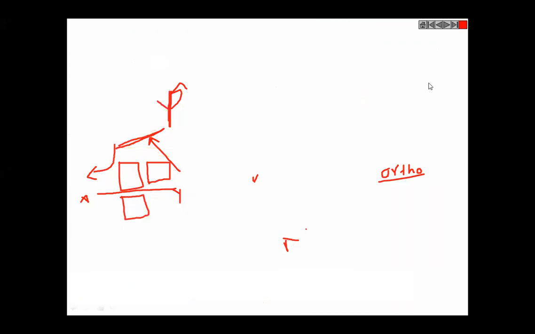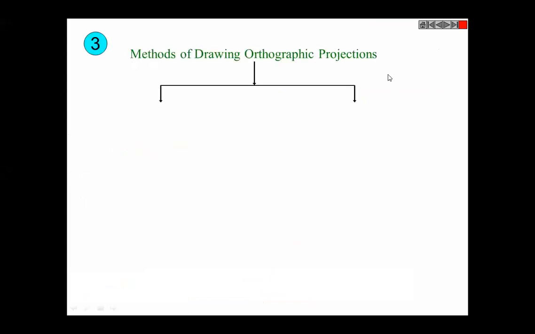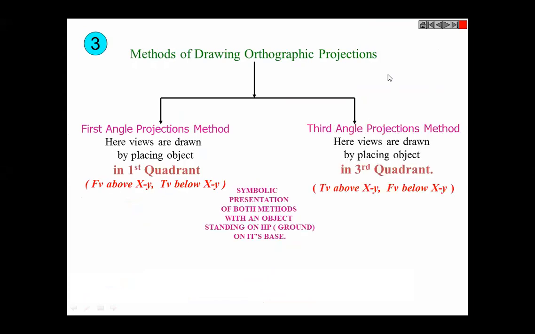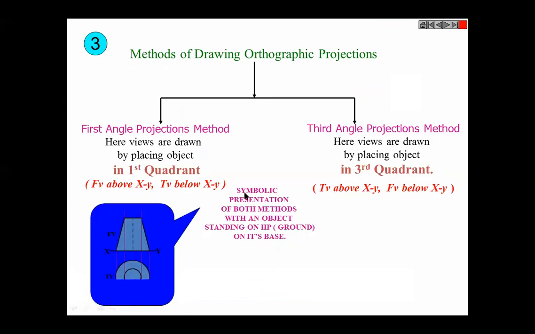Now we will see methods of drawing first angle and third angle. We have seen already the difference between them: first quadrant, third quadrant, front view above XY, top view above XY, vice versa. What are the symbols? These are the symbols.